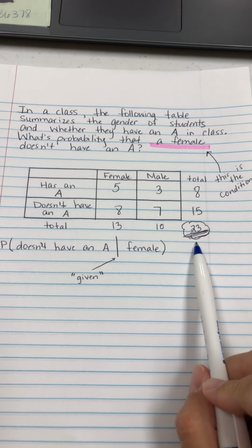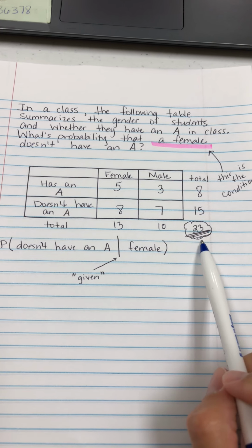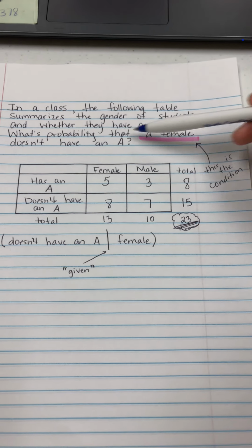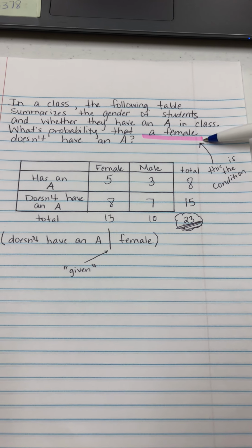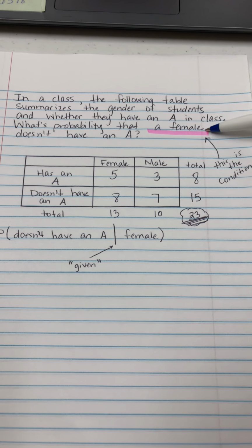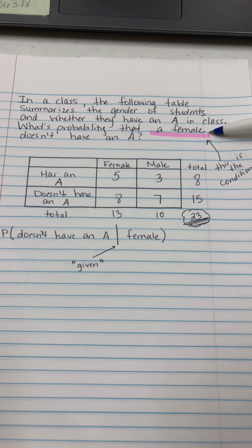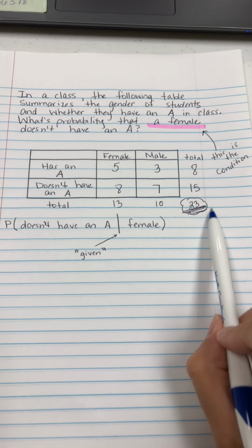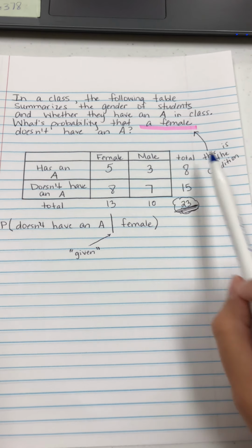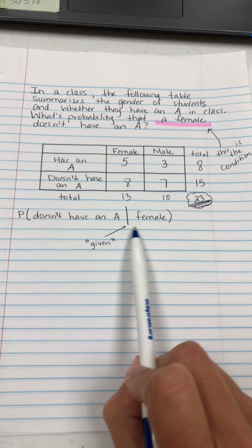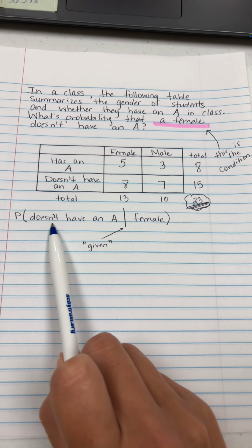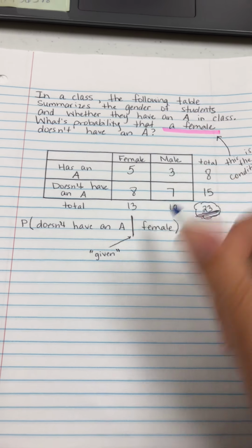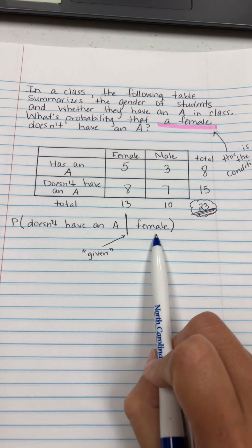If I were doing a basic probability problem, I would use all 23 students. But in this example, we have a condition. We are only picking from the group of females. It says, what is the probability that a female in the class doesn't have an A? So whenever you have conditional probability, you are not pulling from the entire sample space. You're only going to pull from that condition. So whenever you see it written this way, we're looking for the probability that we pick a student that doesn't have an A, but this vertical bar here is saying that you're given just the group of females.